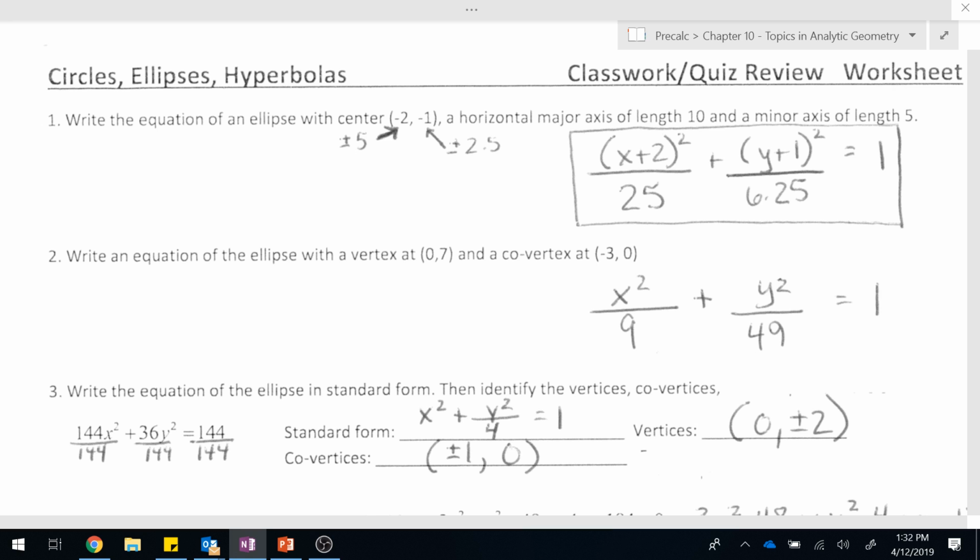Don't miss that. So if 2a is 10, a is 5. If 2b is equal to 5 over here, the minor axis is 5, so then b is equal to 2.5. So we're going to add plus or minus 2.5 to the y dimension because the horizontal major axis means it's wider than it is tall. So we're going to put the larger number underneath the x: x plus 2 squared over 25 plus y plus 1 squared over 6.25 equals 1.